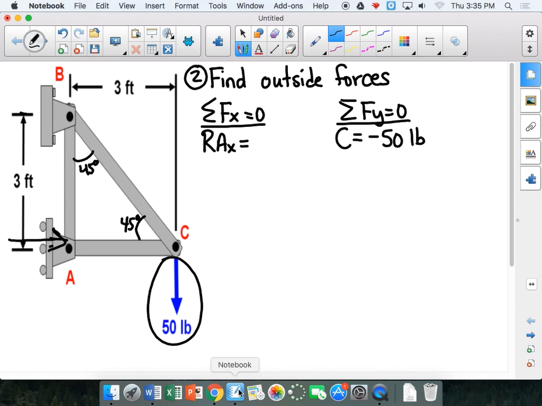Then at angle B, I'm going to have an RBX. I don't know that force. And I'm also going to have an RBY. And I don't know that force either.